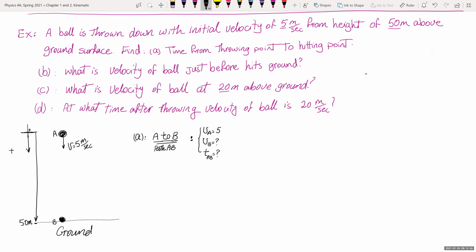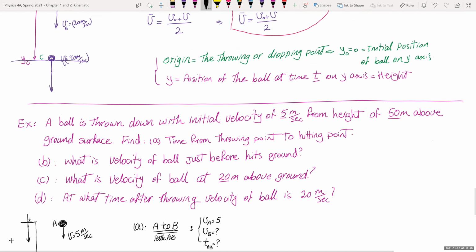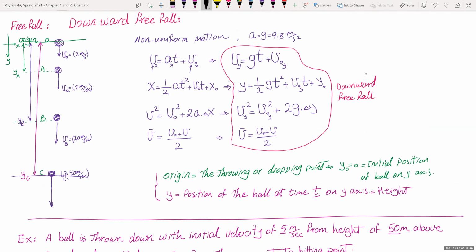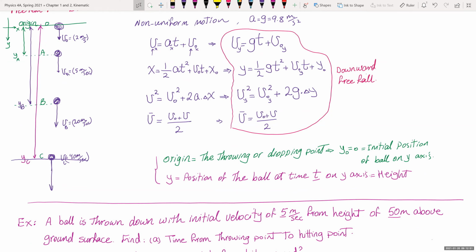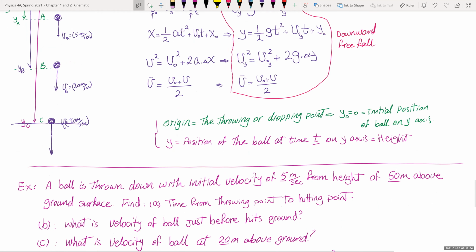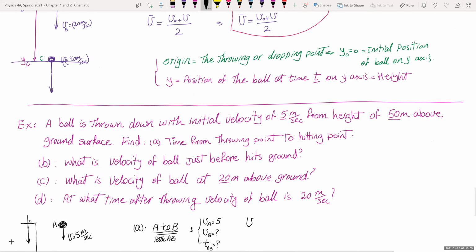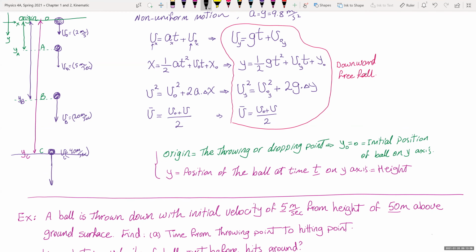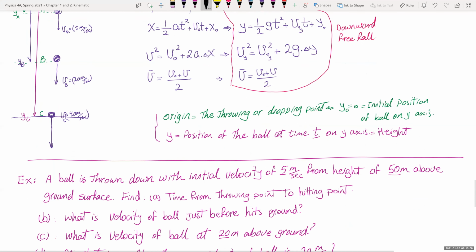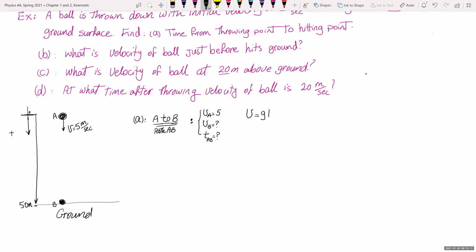Now, velocity, final, initial, and time. So what equation is the best among these four equations? Which one is the best equation to find final velocity? The answer is number one. Number one says v equals gt plus v naught. So v equals gt plus v naught.